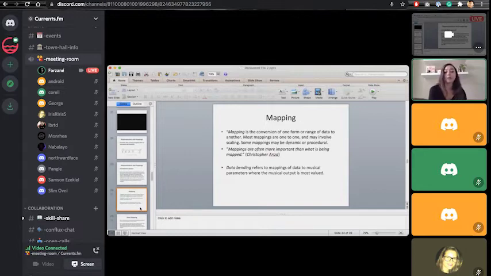And then it's nice to know what data bending means. I'll just read: data bending refers to mappings of data to musical parameters where the musical output is most valued. So when we're thinking about the aesthetics and the musical value and the artistic value of what we're ending up with, we might have to manipulate the data in order to end up with the desired result. And that is what we call data bending.